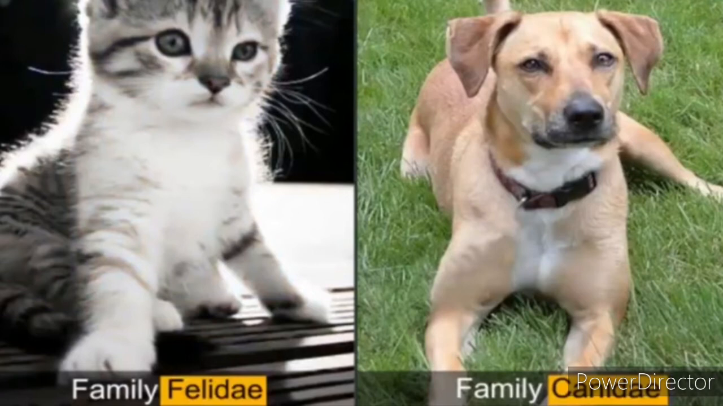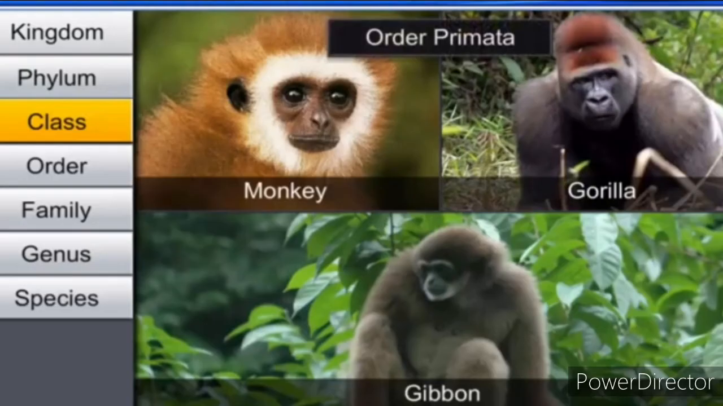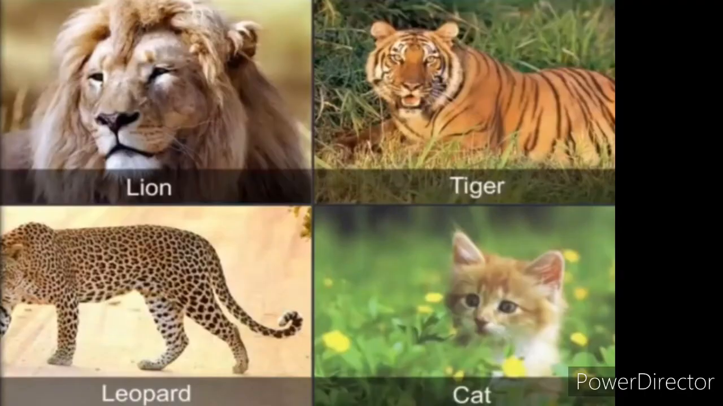Okay, the next taxonomic category in the hierarchy is class. This category includes related orders. For example, order Primata, comprising monkey, gorilla and gibbon, is placed in class Mammalia along with order Carnivora that includes animals like tiger, cat and dog. Class Mammalia has other orders also.